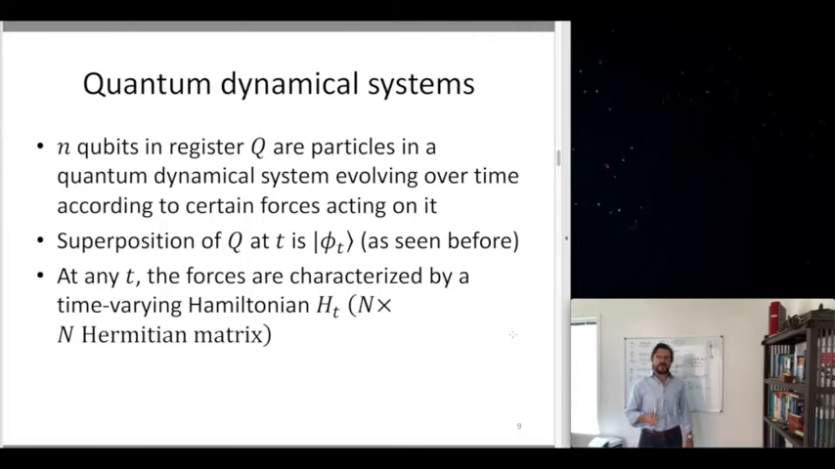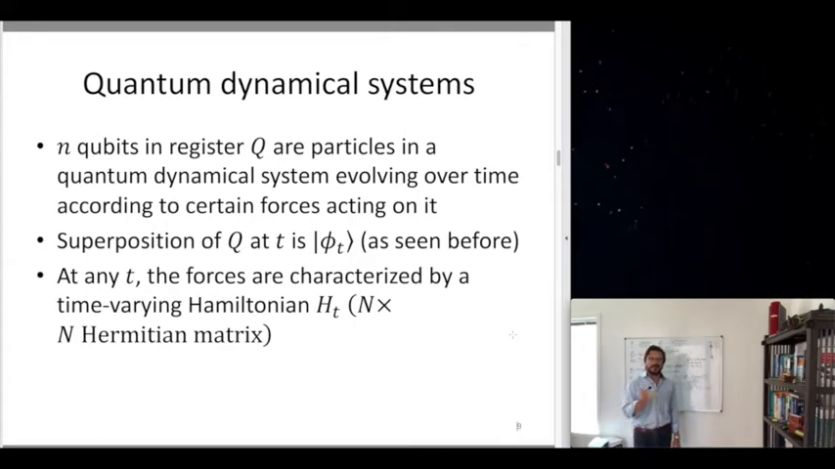For quantum dynamical systems in general, we say we have n qubits in a register Q that are particles in the quantum dynamical system evolving over time according to certain forces acting on it. If we work with magnetic qubits, then that means we interact with magnetic fields. So these are the forces acting on it to manipulate states or induce state transformation. The superposition of Q at time T, as we have seen before, is phi or psi of T.